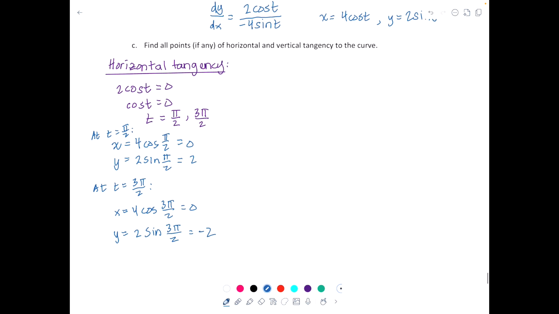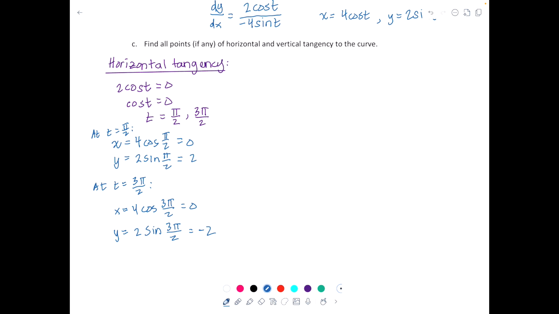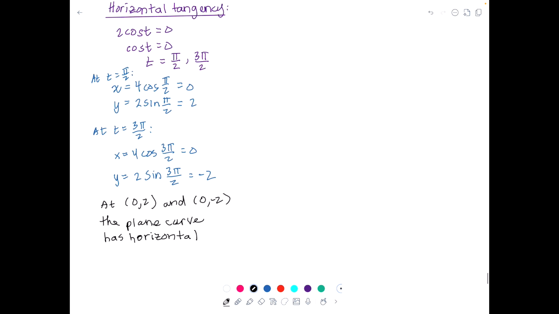And so, in conclusion, at 0, 2, and 0, negative 2, the plane curve has horizontal tangents. Good so far?